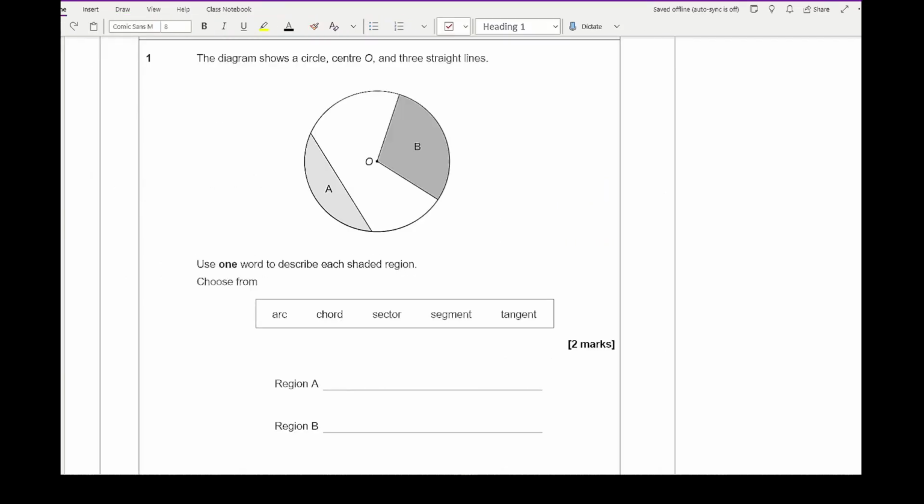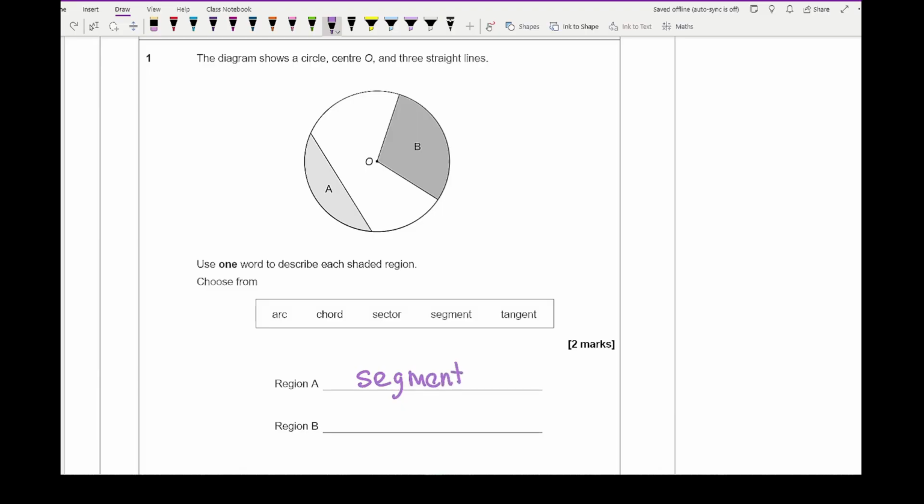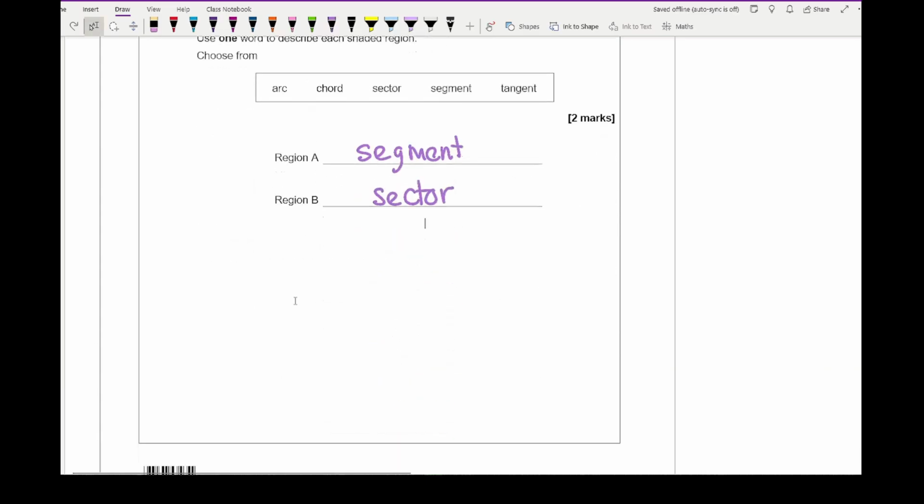So let's get started on question 1. Question 1 says the diagram shows a circle with centre O and 3 straight lines. Use one word to describe each shaded region. Choose from arc, chord, sector, segment and tangent. So for region A, that's going to be a segment. And for region B, because the two lines go from the centre to the circumference, that's going to be a sector. And you get 1 mark for each correct one.